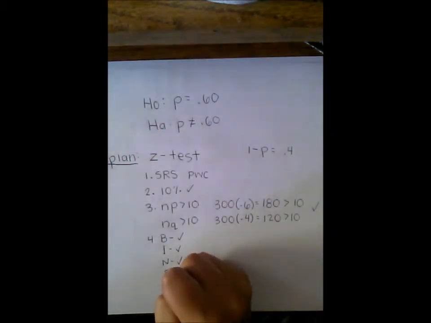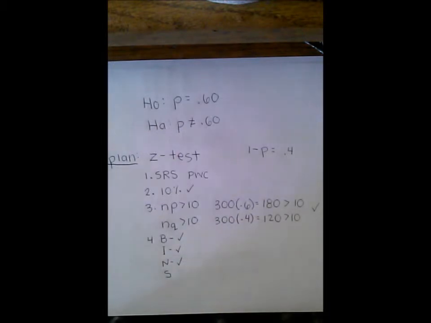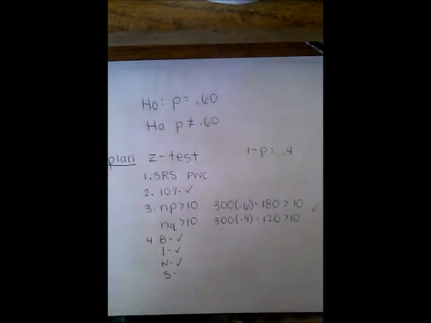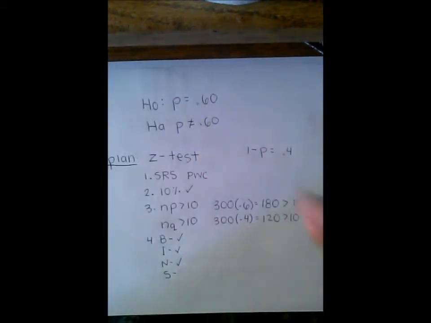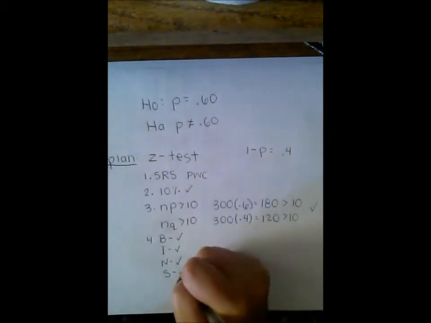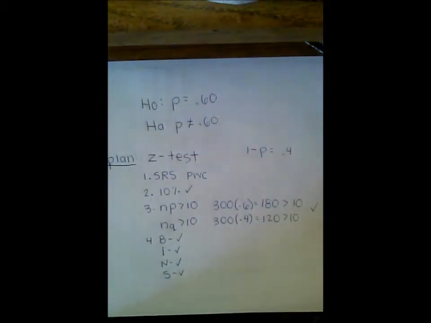And S, the probability of success stays the same. The probability of success is the same for each student. The acceptance rate is the same for each student. It's always going to be 0.60. It doesn't change for each student. So now that all our conditions are met, we can start on the do.